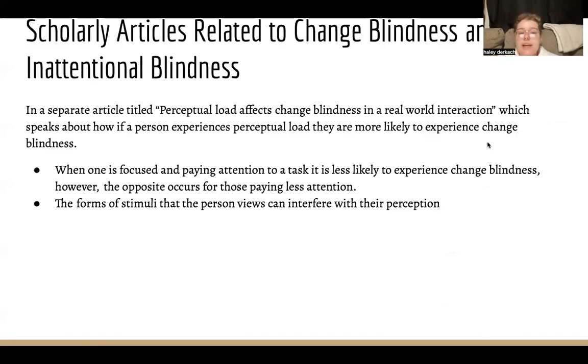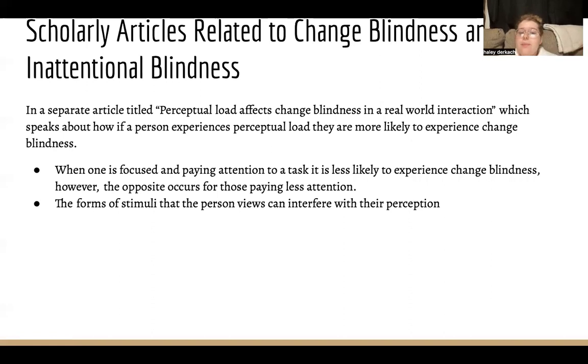In a separate article titled Perceptual Load Affects Change Blindness in a Real-World Interaction, this speaks about if a person experiences perceptual load, then in the end, they're more likely to experience change blindness. Perceptual load is the amount of attention you're applying to stimuli. When one is focused and paying attention to a task, it's less likely to experience change blindness. However, the opposite occurs for those paying less attention.